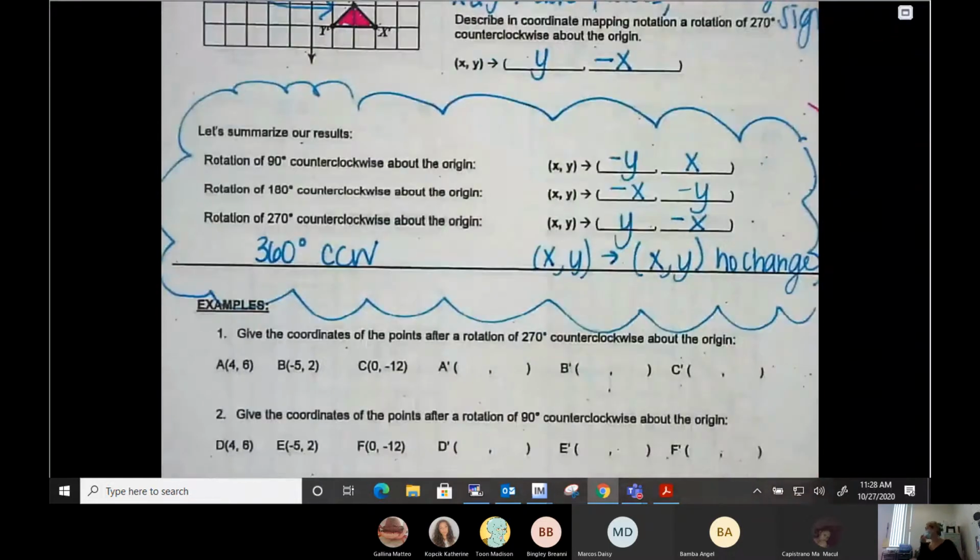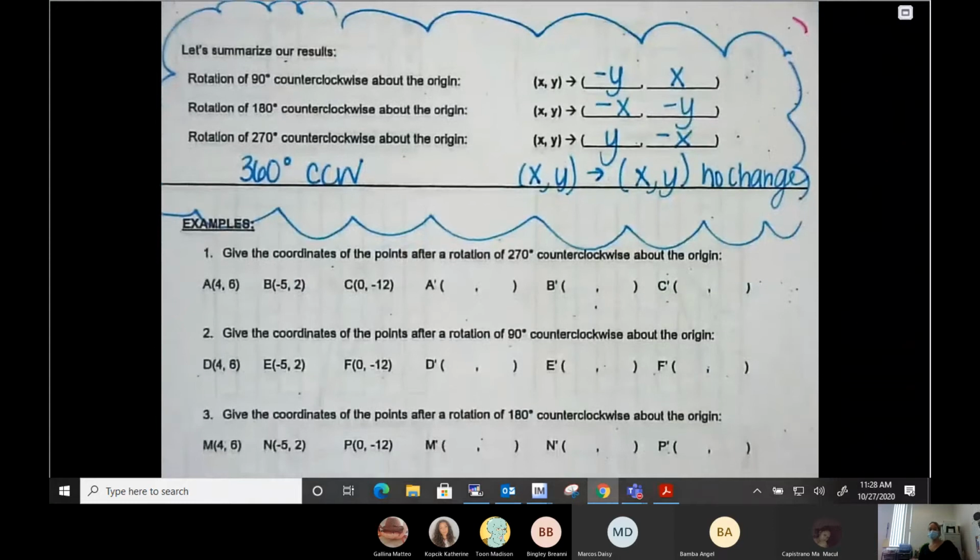And so that's like the easiest one to do a rotation for, right? Because it's not moving. All right. Now, using those rules, we're going to do a couple of examples together, just of some coordinate points without graphing, just using the rules. And then on the back side, you guys are going to have a little bit of time to do some practice with graphing ones. Okay.